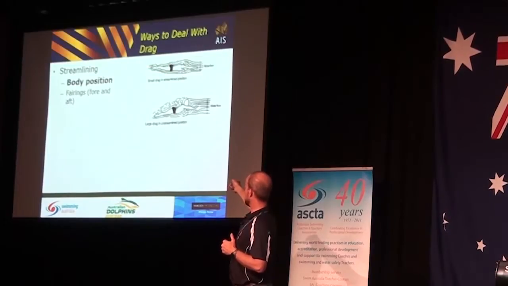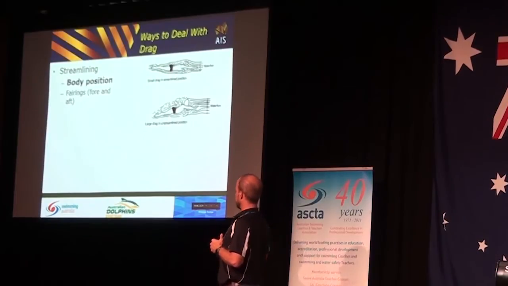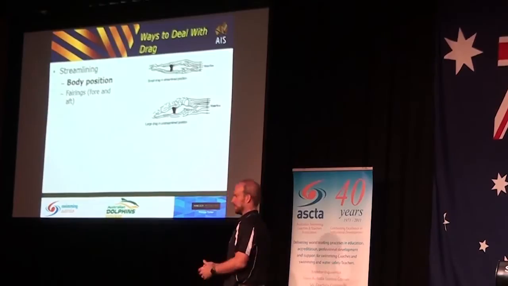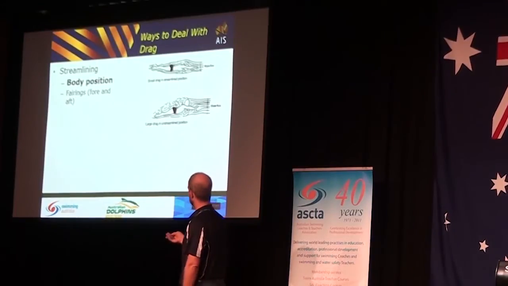You've just got a small area of turbulence. This is a bit idealized, but relative to the front. So the streamlined position like that, you're going to have a lower drag. We could, in theory, play around with some fairings like they do on aerodynamics, but that's probably not going to be allowed, I would imagine, by FINA.